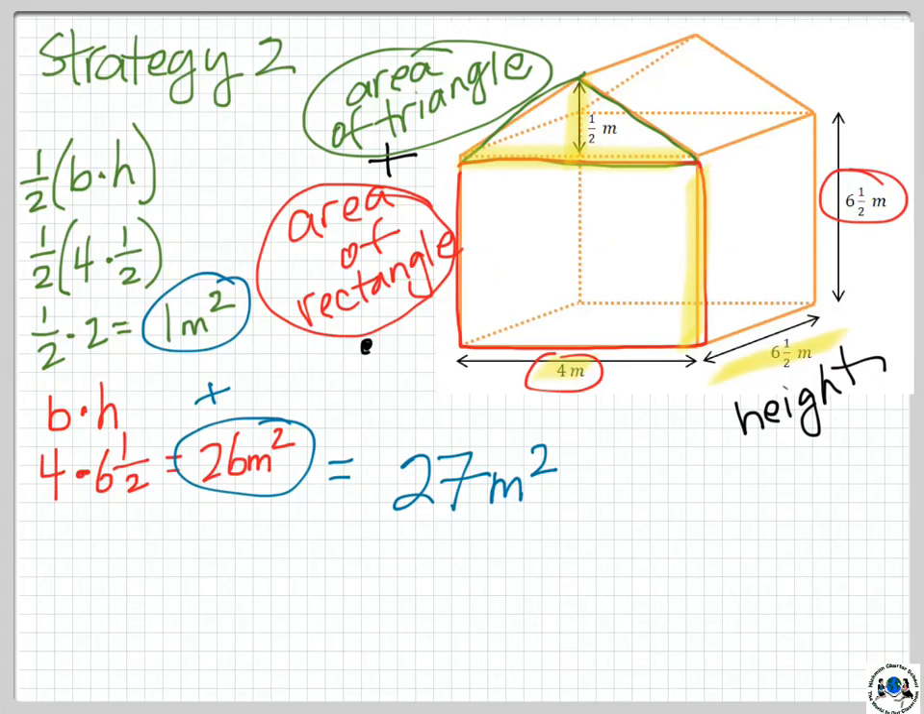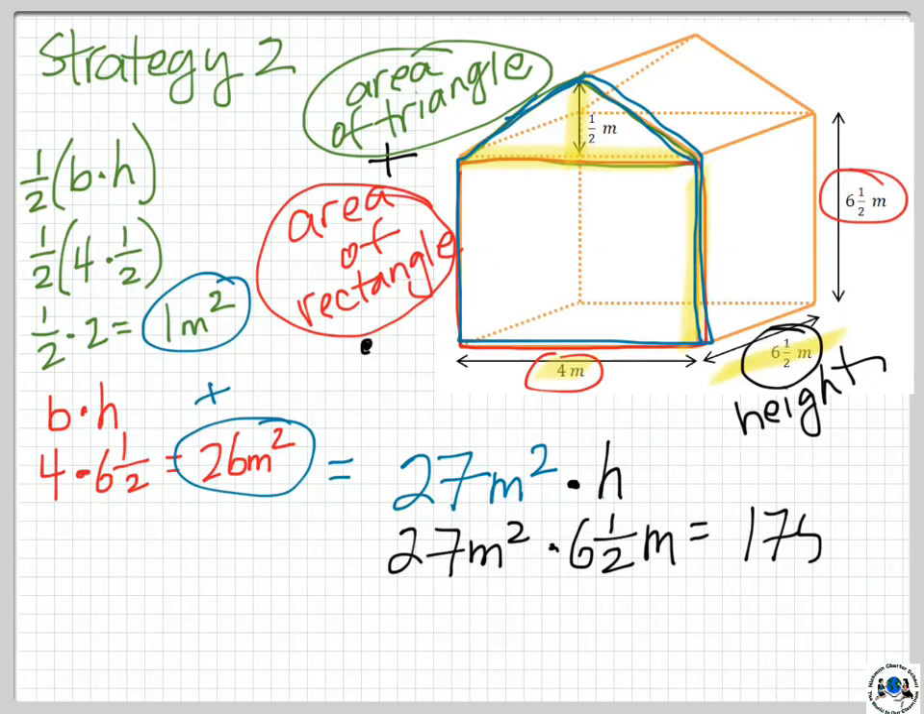So now we have the area of this pentagon. Let me just go ahead and draw that in. We've actually calculated the area of this whole pentagon right there. Now we're just going to multiply that by the height, which is 6.5 meters. If we multiply 27 meters squared times 6.5 meters, we get 175.5 cubic meters.